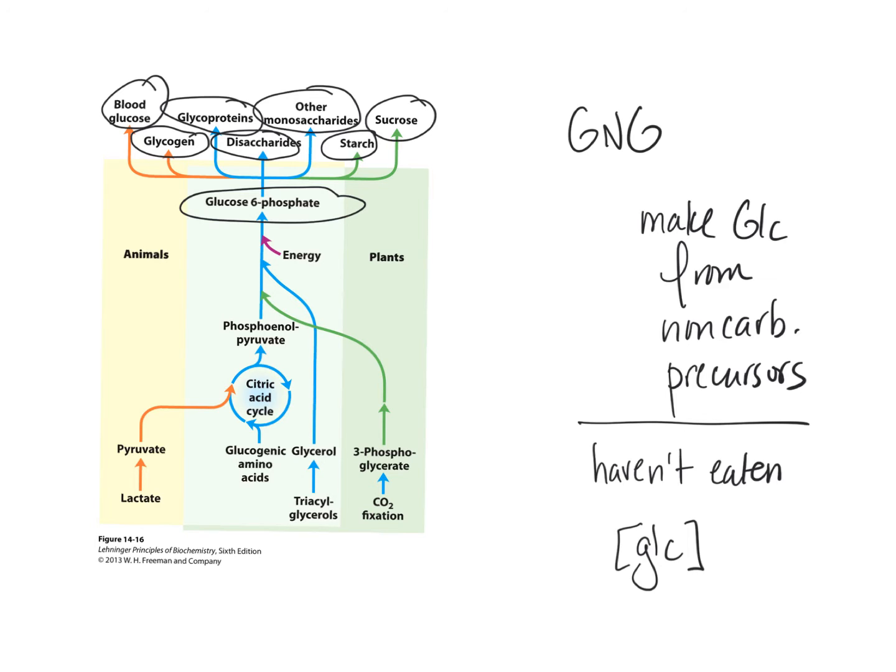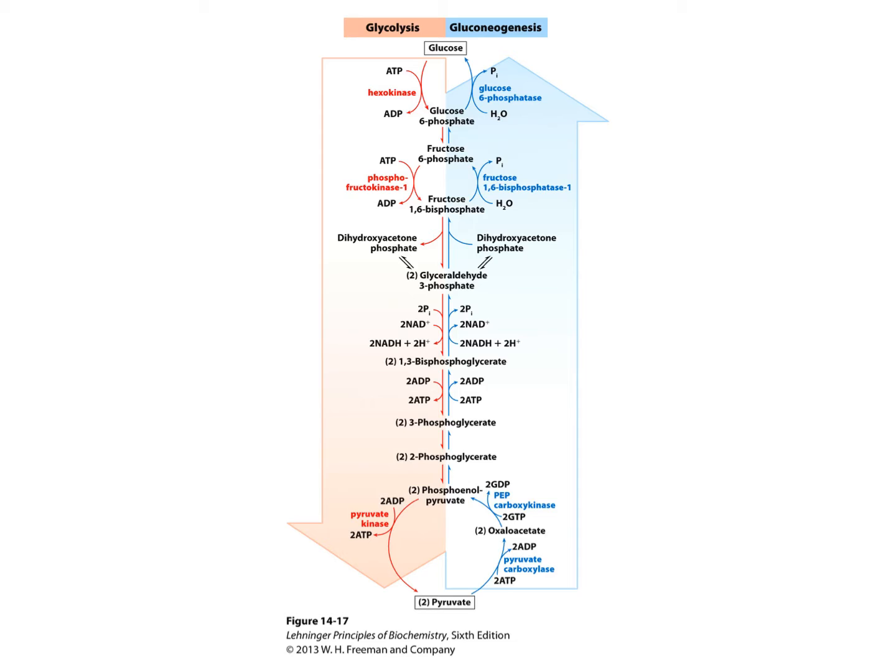Another question that I got pretty frequently is, what do I mean by reciprocal regulation of glycolysis and gluconeogenesis? So I said that these are reciprocally regulated, meaning that when one pathway is happening, the other one isn't happening to the same degree. So when one pathway is activated, the other pathway is inhibited. That's another way to say it.